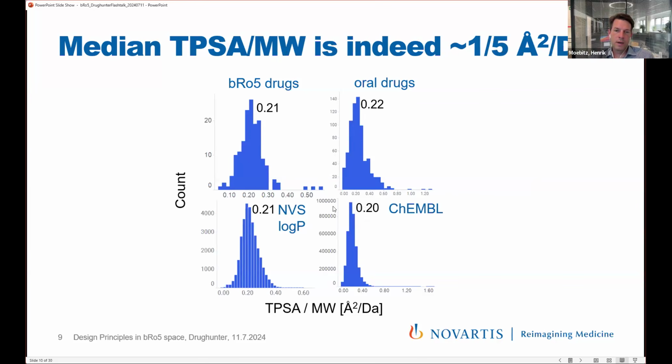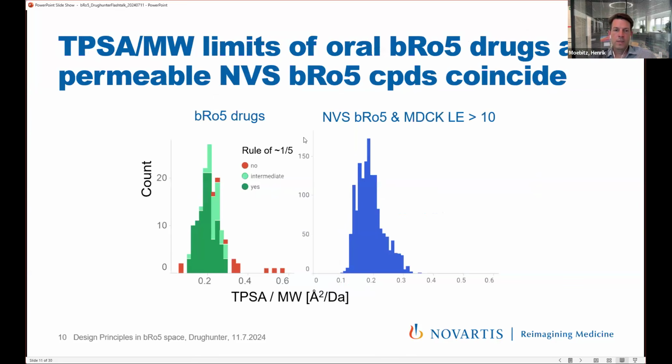And if you drill down to beyond rule of 5 drugs and permeable beyond rule of 5 compounds in our data set, on the next slide, we see that they have similar thresholds. So on the right, you have the Novartis beyond rule of 5 compounds that are highly permeable, and they're populating a range of 0.2 to 0.3 square angstrom per Dalton. And this is the same that is also found for the beyond rule of 5 drugs.